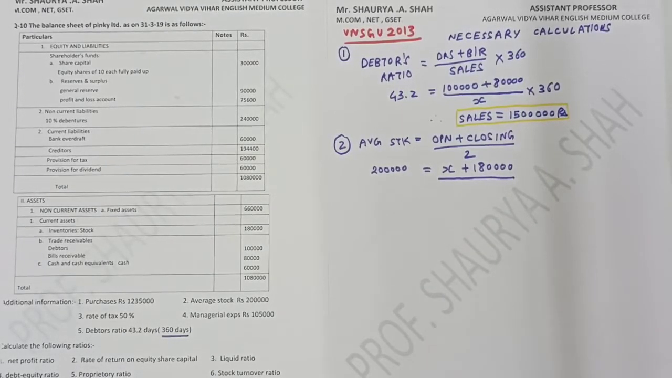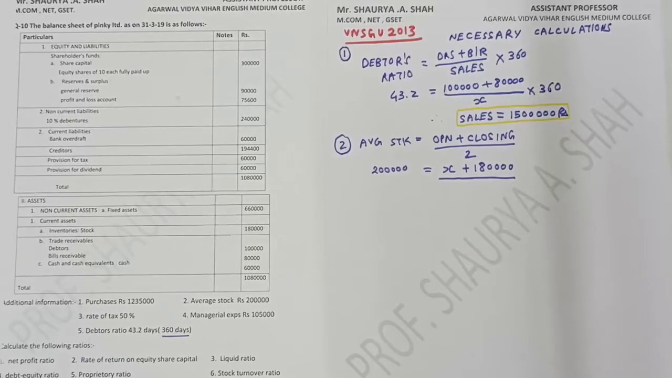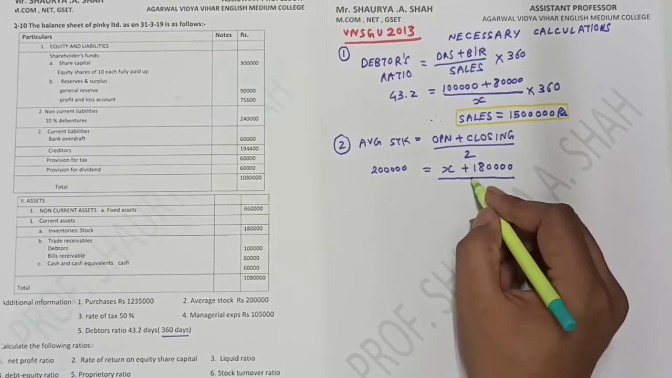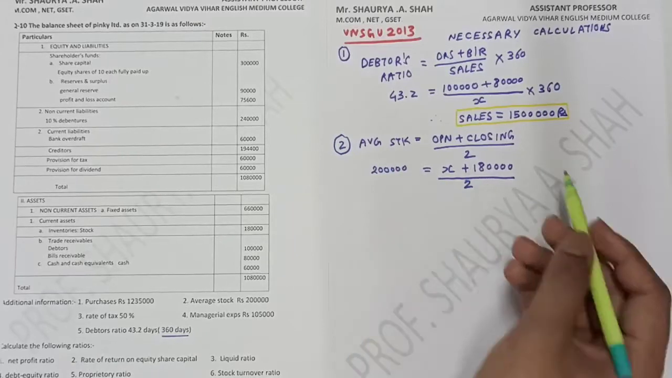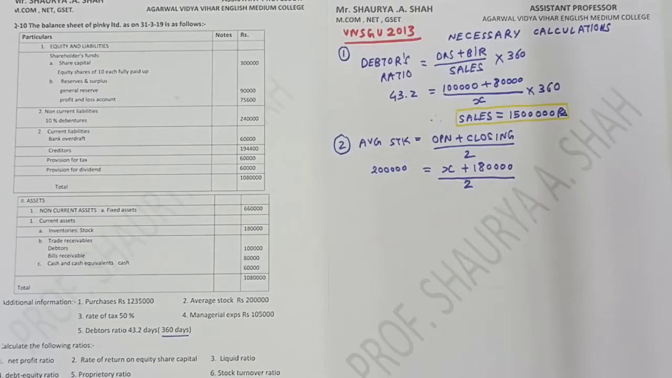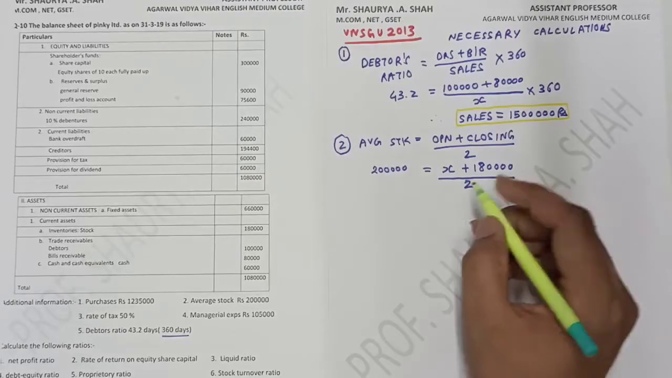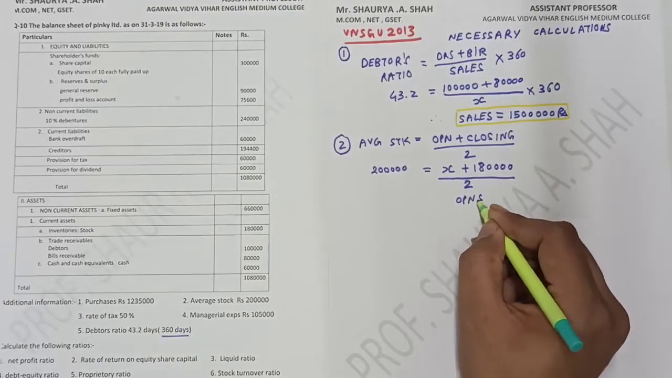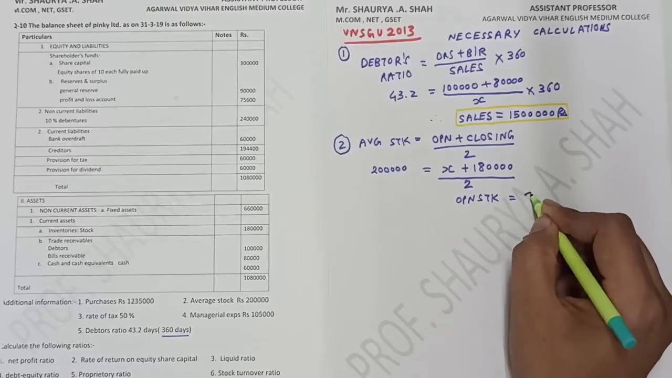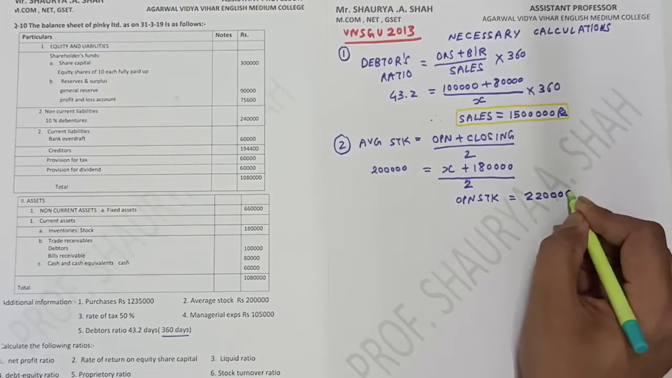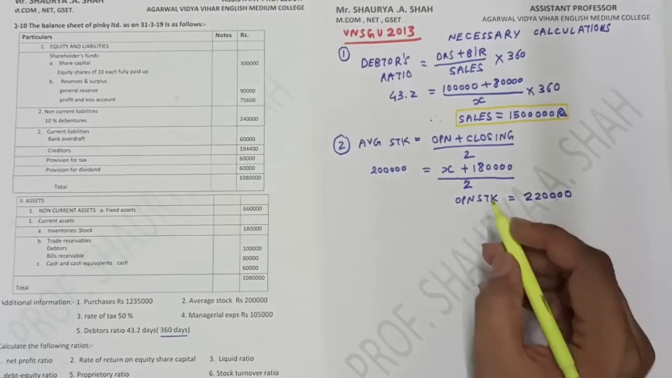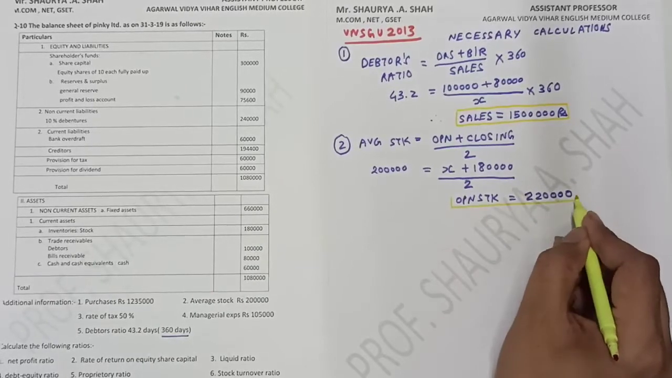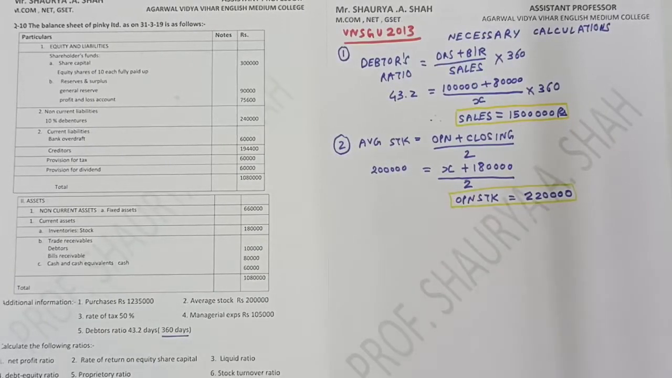We have learnt it for 3 continuous years. 1,80,000 is your closing stock divided by 2, right? Again 2 will come this side and 180 will be deducted from your 4 lakh. You will get the answer: opening stock is equal to 2,20,000 rupees. I hope it is clear. So the second necessary thing is found.